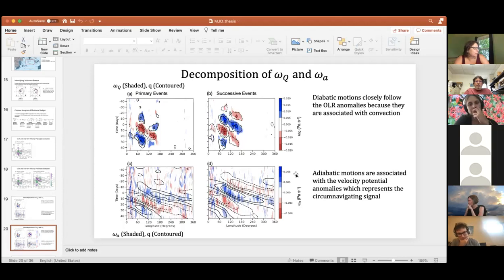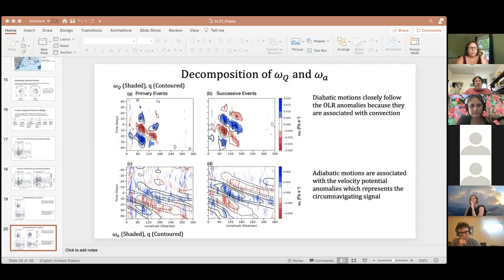To go back to the decomposition of these two, omega q, which are the diabatic motions, can just be thought of as motions associated with convection, which is why we primarily see them contained to the OLR anomalies, which we use as a proxy for convection. But our adiabatic motions are more associated with the circumnavigating signal, which is represented by velocity potential. These adiabatic motions come about due to small temperature fluctuations associated maybe with the wave, whereas the diabatic motions are just associated with diabatic heating, which we've seen in tropical convection.